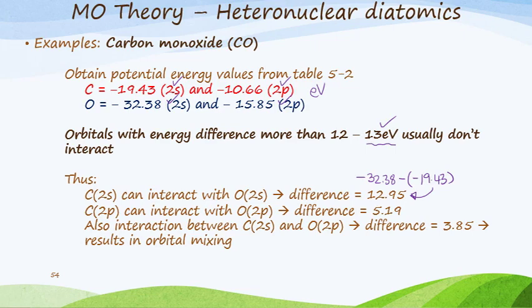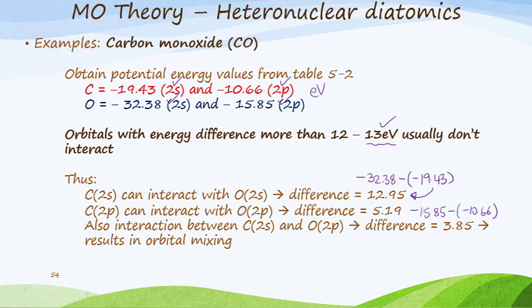Let's have a look at the difference here. In this case, it's minus 15.85 minus 10.66, and that should give you 5.19, okay, minus 5.19, which means that there'll definitely be an interaction.